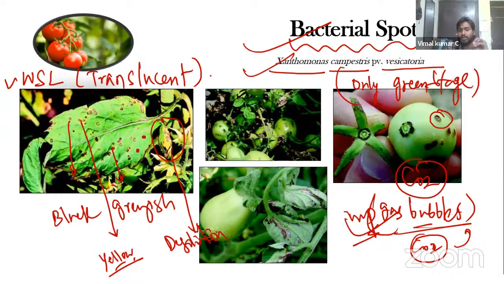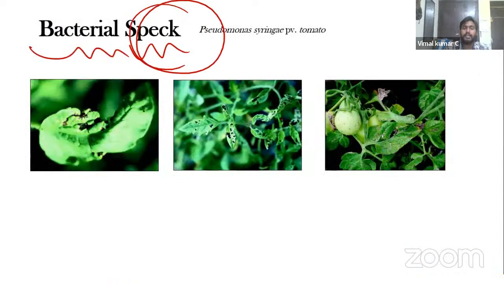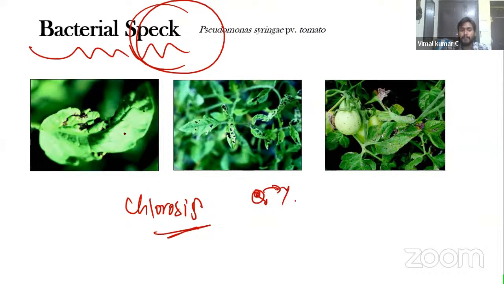Then coming to bacterial speck. Speck is just like a chlorosis, right? There I have differentiated: it is either a spot with a grayish center or a brownish region, then yellowing. But here it mainly starts as a black lesion or spots. Then, if it is on a young leaf, a leaf deformation will be there.